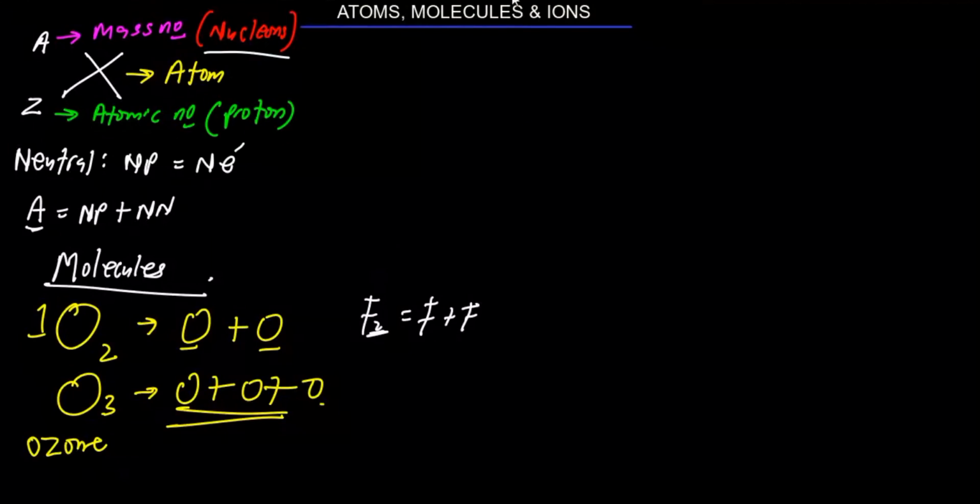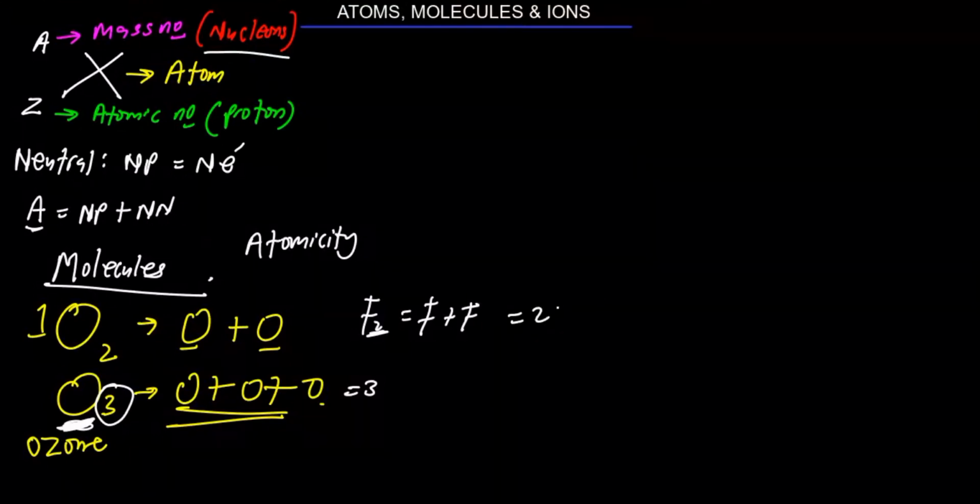And take note that the number of atoms in one molecule is what we call atomicity. If I say, what is the atomicity of ozone? It means how many atoms do we have in ozone? We just have three atoms. What is the atomicity of fluorine? F2 is 2, and that is it.